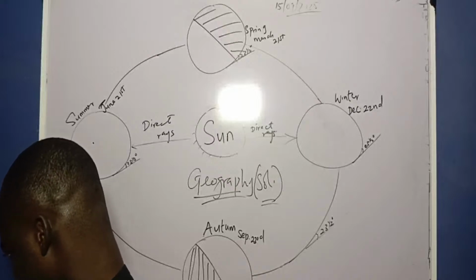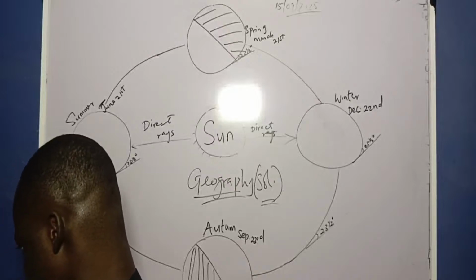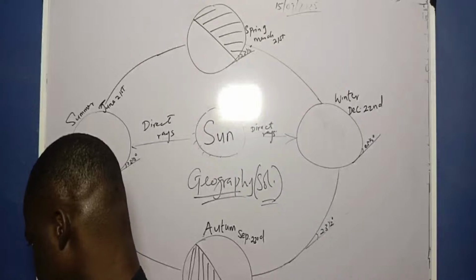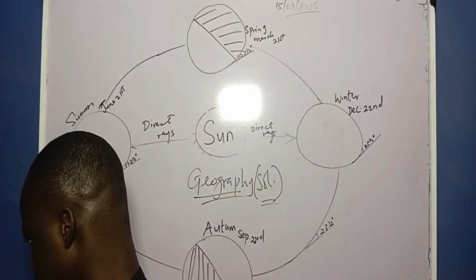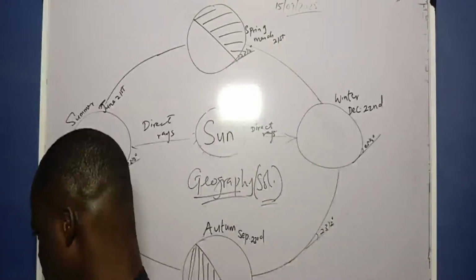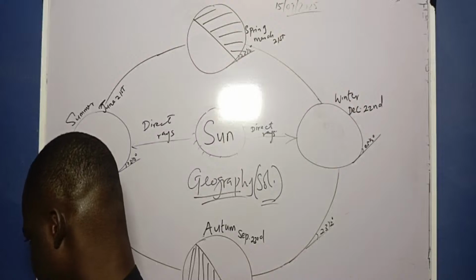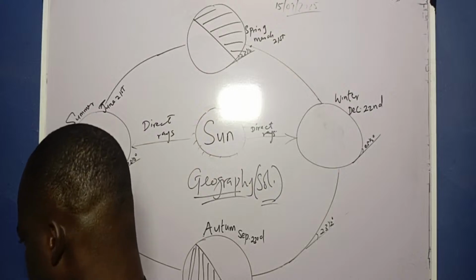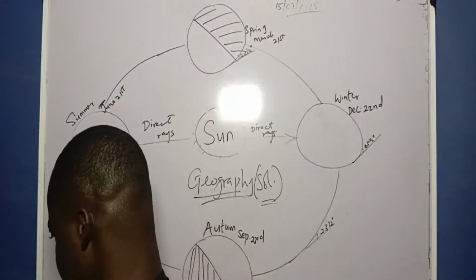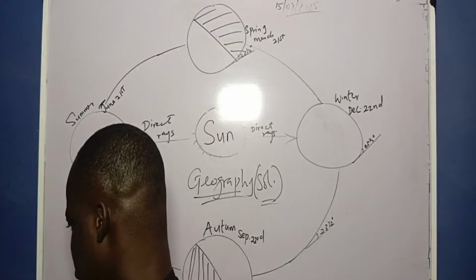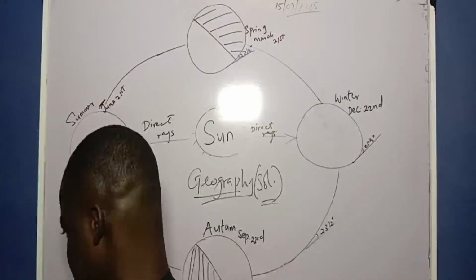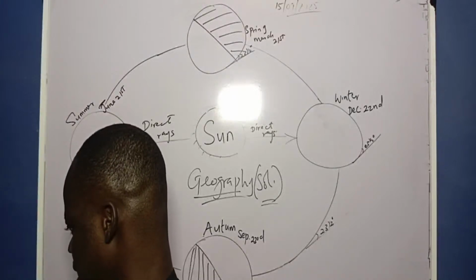there's something called Earth revolution. So this Earth revolution happens as a result of the tilted nature of the Earth. So that's why it happens like that.